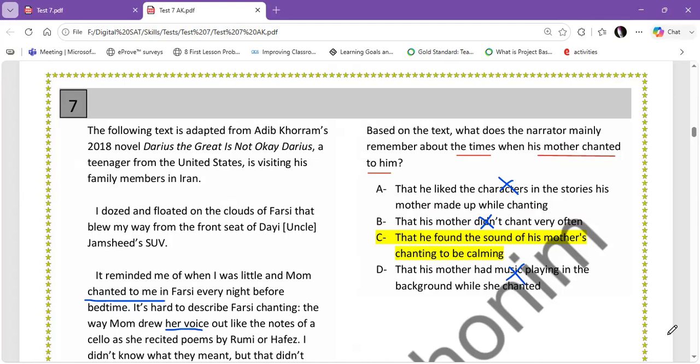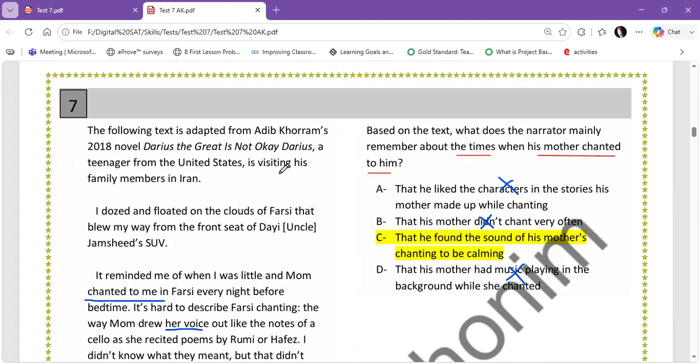This is one of the direct questions, guys. One of the direct questions that you have to read the whole text to find the answer for. Here he said, what the narrator remembers about the times when his mother sang for him or when his mother chanted to him. Let's read together to find what he remembers.